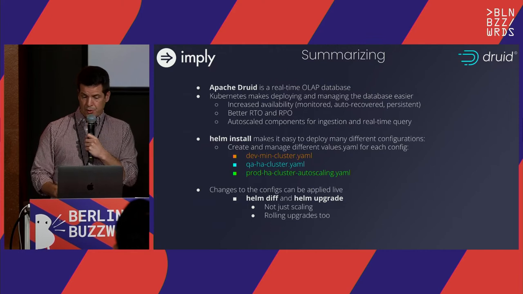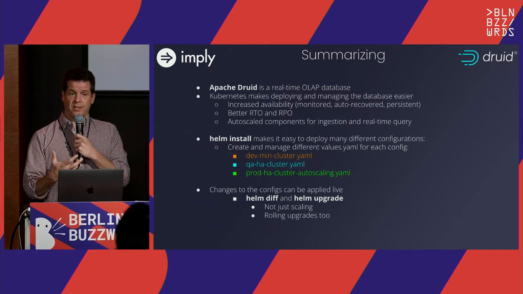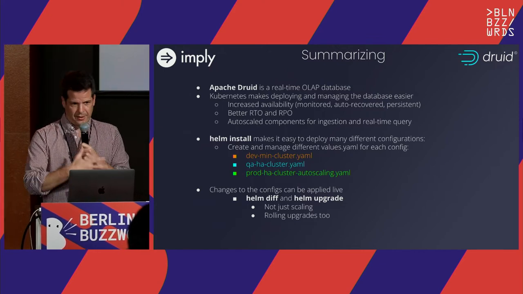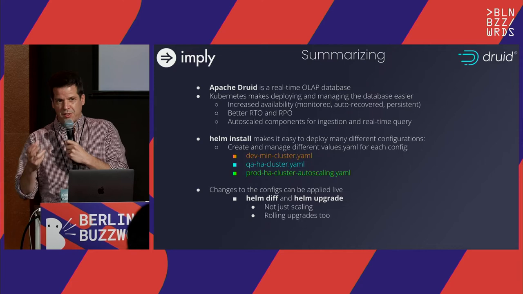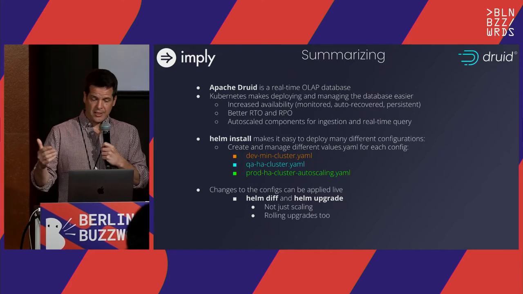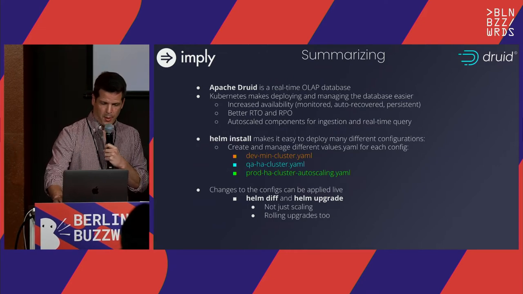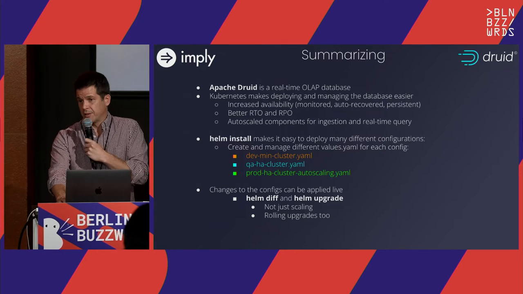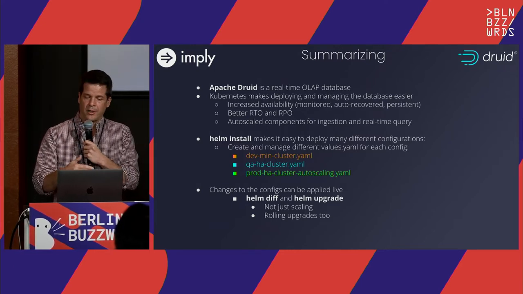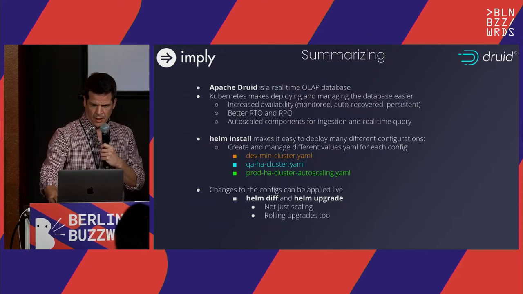And finally, by using Helm diff and Helm upgrade commands, it allows you to change the configuration live, so you can manually increase the characteristics, even the resources allotted to each of the containers or the number of containers that you're using. And you can do that live by using the Helm upgrade capabilities, as well as upgrading the software itself by changing a tag that defines the version of the software. It will automatically go through the rolling upgrade process.